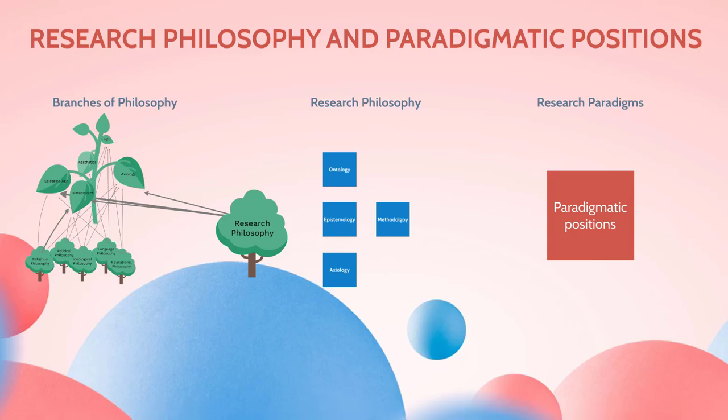Philosophy. Western philosophy, we'll talk a bit more about Western philosophy in a bit, is said to have 5 main branches. These are the branches of metaphysics, epistemology, logic, axiology, and aesthetics. I'll zoom in to show you.